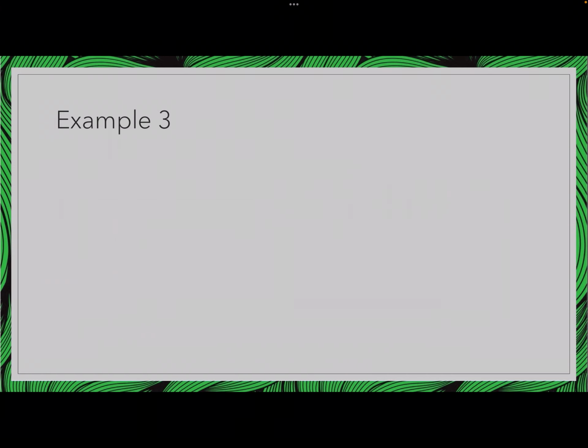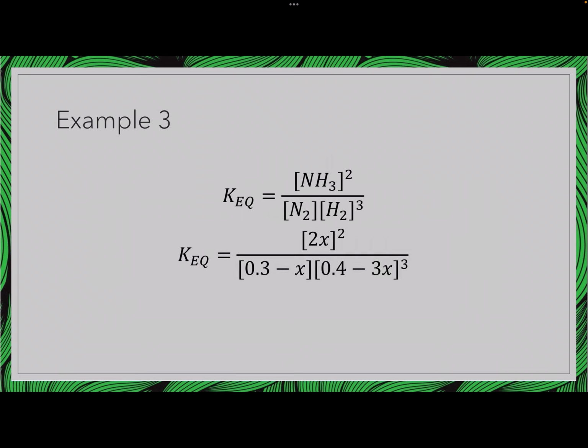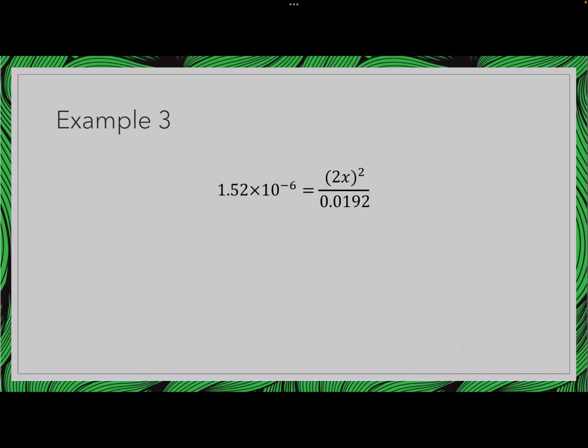Start off with our K expression. So ammonia squared over nitrogen times hydrogen cubed. So it's 2x all squared over 0.3 minus x times 0.4 minus 3x cubed. Now, we're going to apply the assumption because that's what we can do. And we get 2x all squared over 0.3 times 0.4 cubed. Gives us this number, multiply up the 0.0192, divide by 4, take the square root.